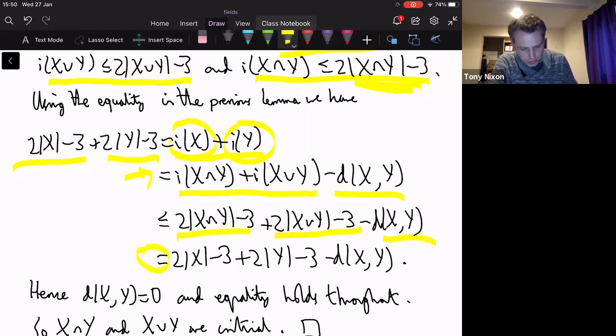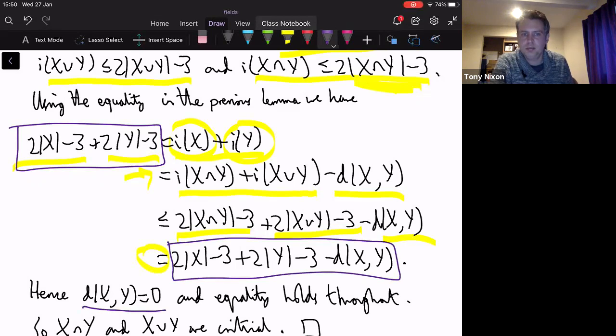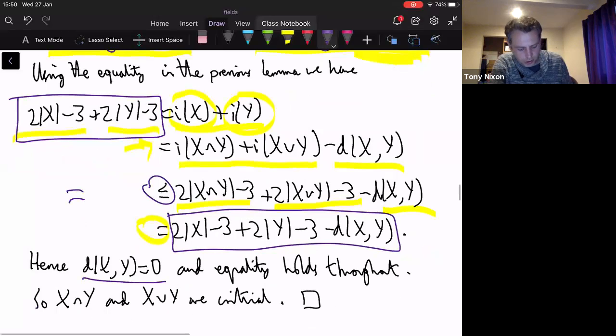But now if you look at the start here, that's less than or equal to this. And since it's less than or equal to this, it must be the case that dxy is 0, because otherwise they're the same, and it was being subtracted. And hence that's 0, and hence they're the same thing. So the inequality is actually an equality, which means the inequalities we had here and here are actually equalities. And since they're equalities, we know that the intersection and the union are both critical as well, which is what we were claiming in the lemma.